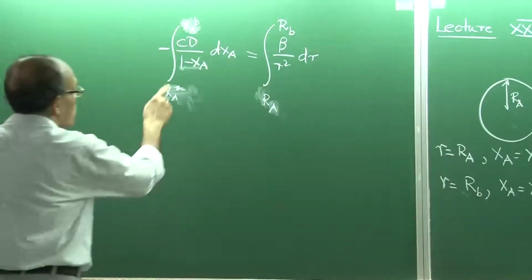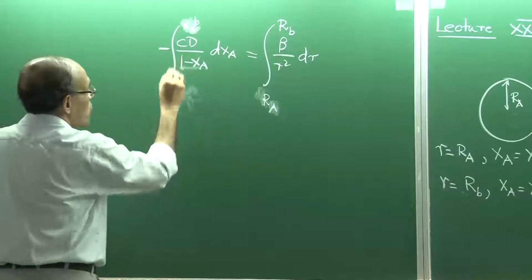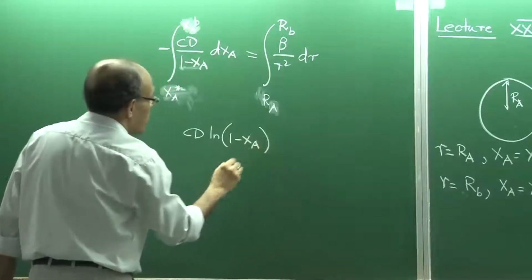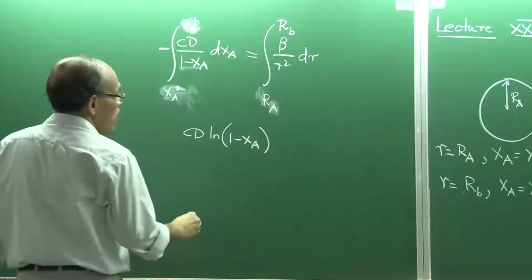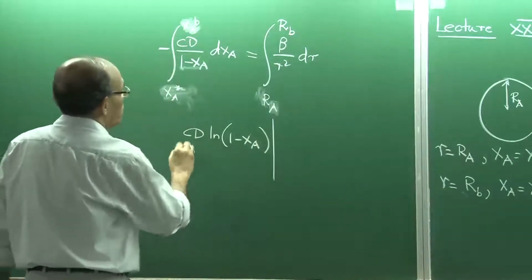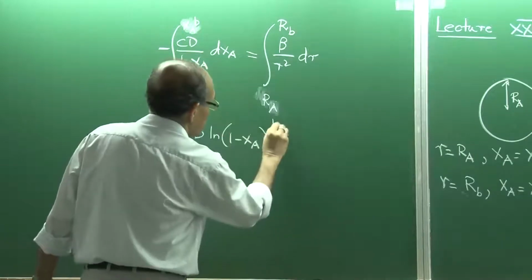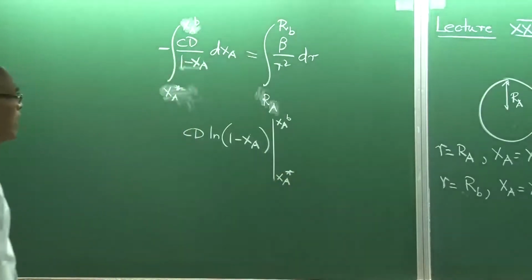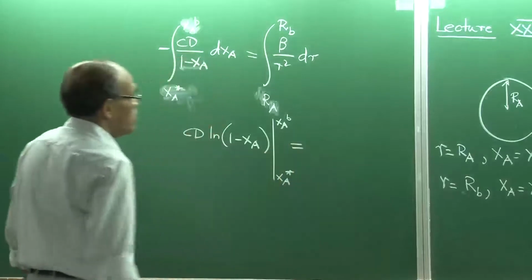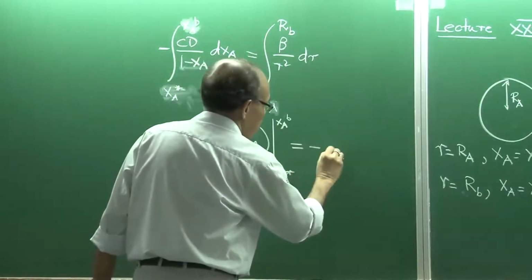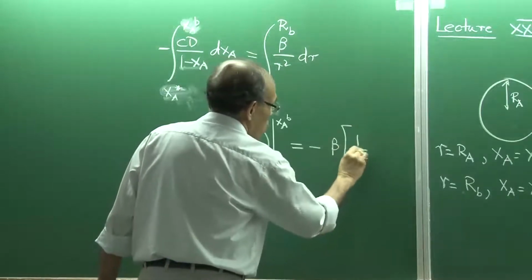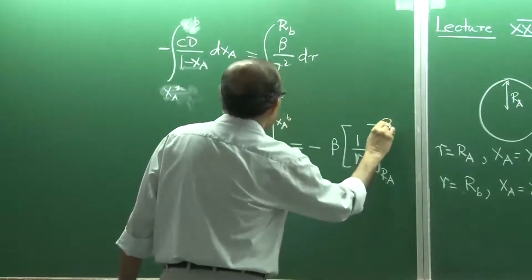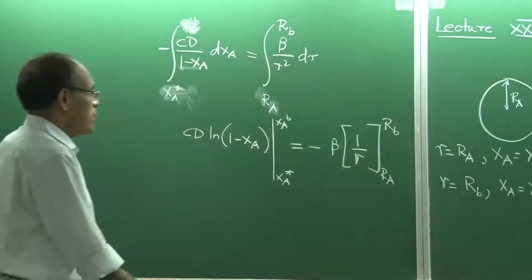And if you integrate this, so this negative sign will vanish here. So we have CD ln(1 minus x_A), okay, minus x, the differential coefficient is minus, so minus minus plus, and this will say x_A bulk by x_A star, and then we can say that this is equal to minus beta into 1 by r, between R_A and R_B. That's what it is.